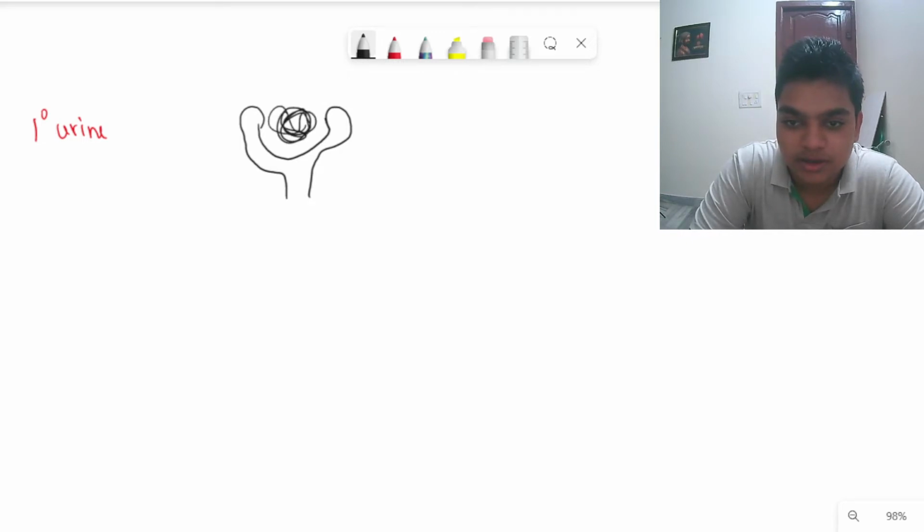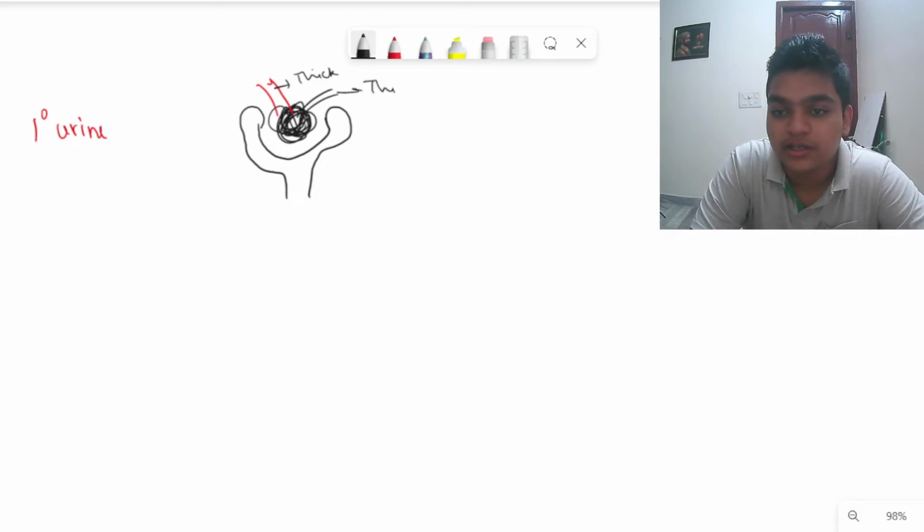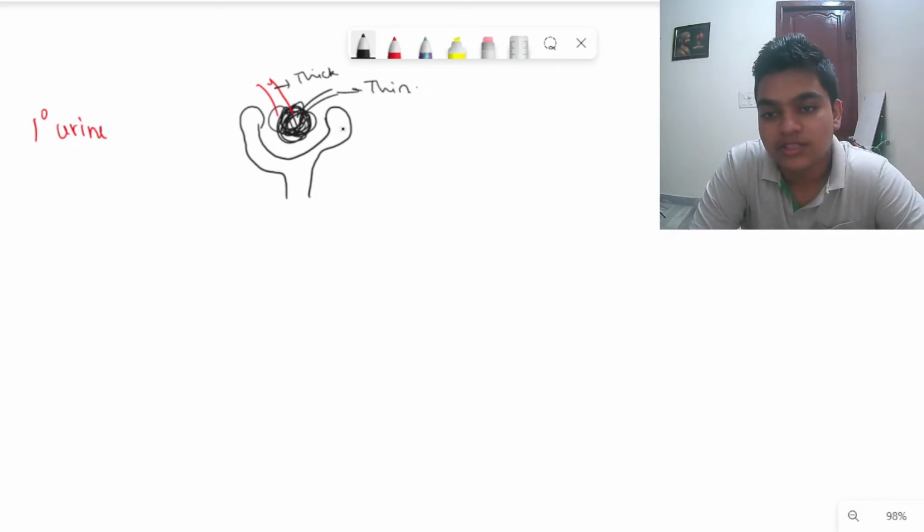If this is your Bowman's capsule, this would be your glomerulus. This is your afferent arteriole, and the afferent arteriole is thicker than the efferent arteriole, guys. We have to remember this point. Afferent arteriole thick and efferent arteriole thin. Okay, this point we have to remember.